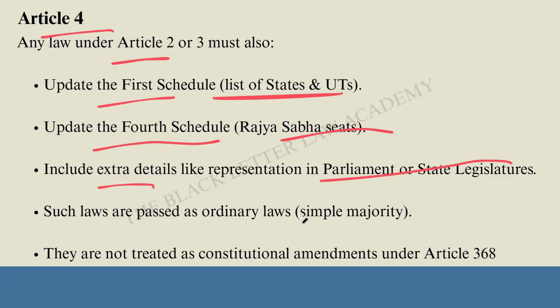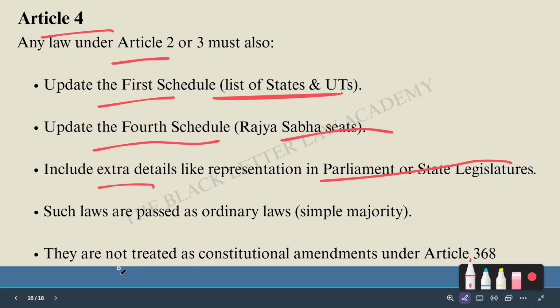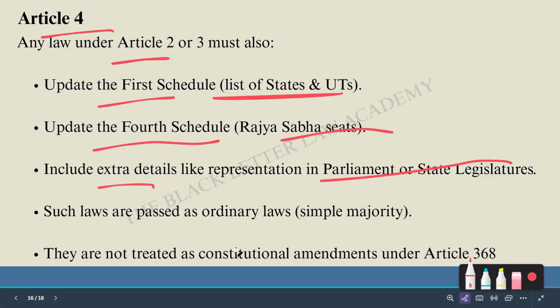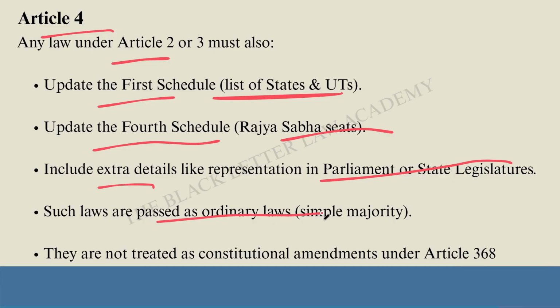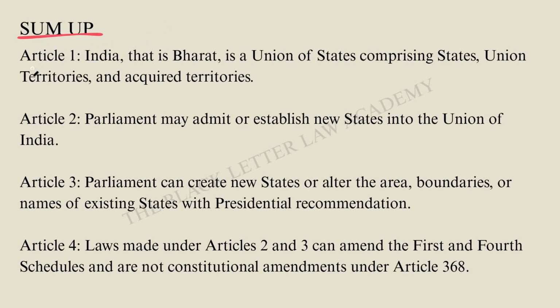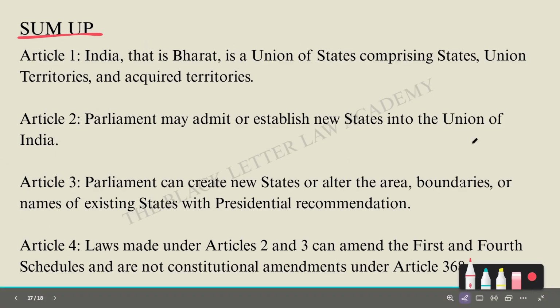Now comes the most important point. Even though these laws change the schedules, they are not treated as constitutional amendments. They are passed as ordinary laws by a simple majority in Parliament. So remember this clearly. Laws under Article 2, 3, 4 are ordinary laws, not amendments under Article 368. This is your sum up. We started with Article 1, then 2, 3, 4. Just quickly recall these concepts.